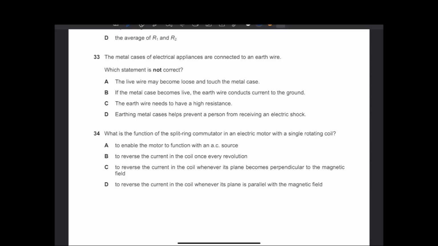Like the live wire becomes loose, so it touches the metal case. Yes, this is the idea. And if the metal case becomes live, yes, the earth wire could help. And D, earthing metal cases helps prevent a person from receiving an electric shock. Yes, so all of them are correct except C. So I'm going to choose C because they ask here about something which is not correct.